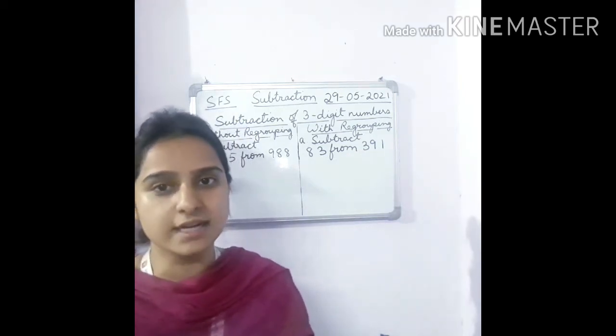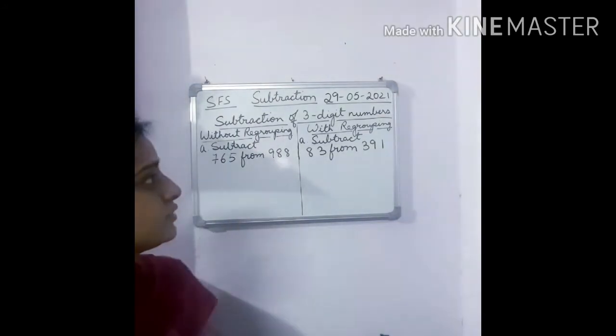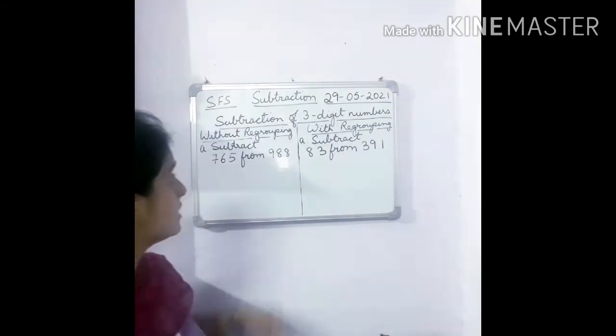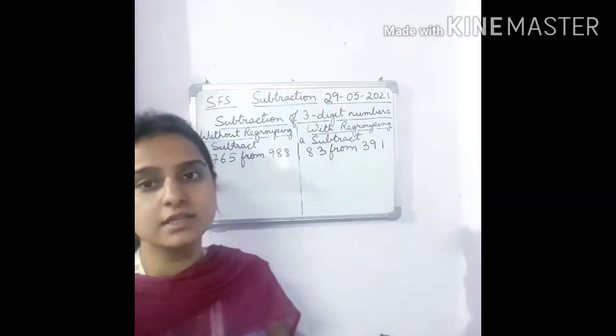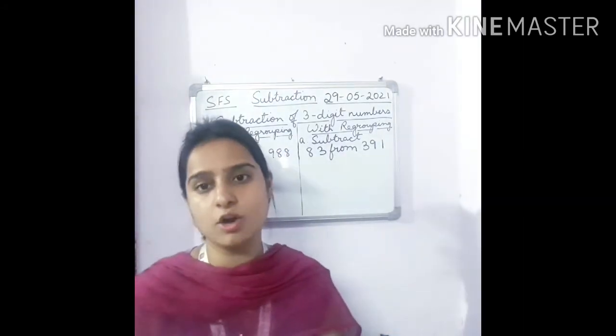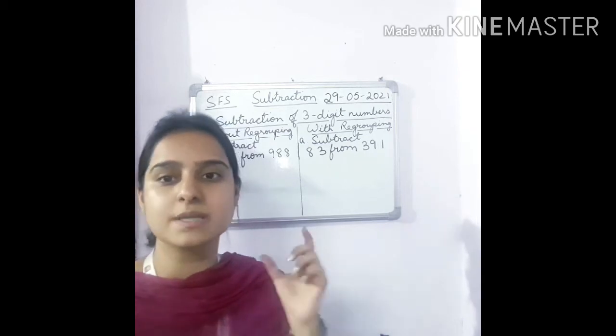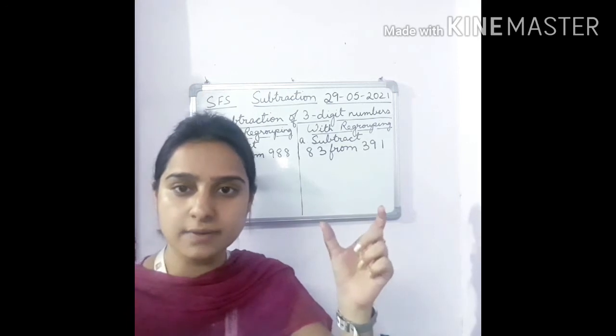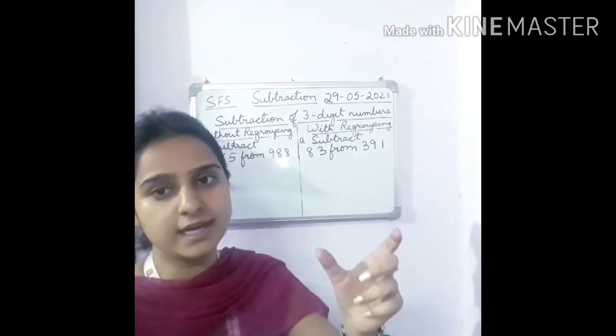So our today's learning outcome is, children, subtraction of 3-digit numbers. You all will be able to do subtraction of 3-digit numbers without regrouping and with regrouping. So children, as I already explained to you what the term subtraction means. Subtraction means that, children, you know the total and you are going to find the other part.